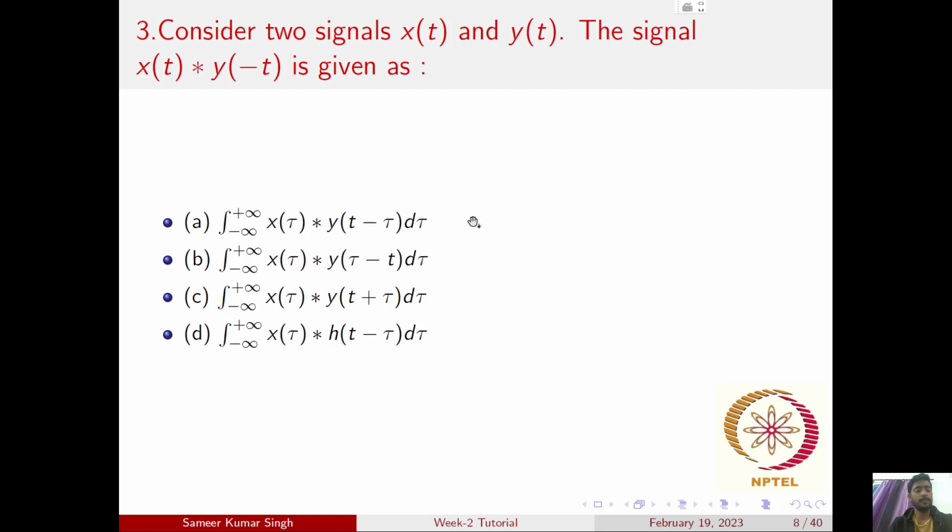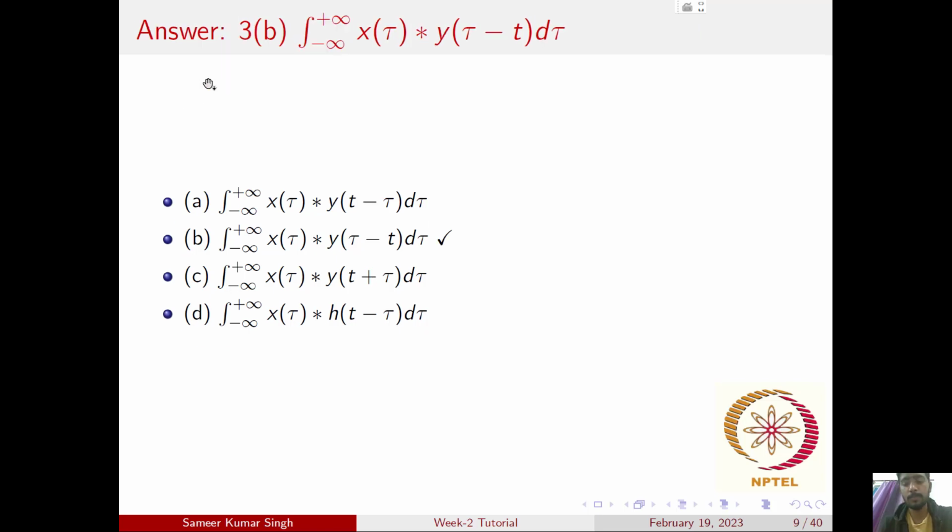So that's question number three. Question number three is: consider two signals x(t) and y(t), and we have to find out, if we convolve x(t) with y(minus t), what the result is. So we have to find the answer if we do a convolution of these signals, what we will get as the output. What is the significance of these terms?